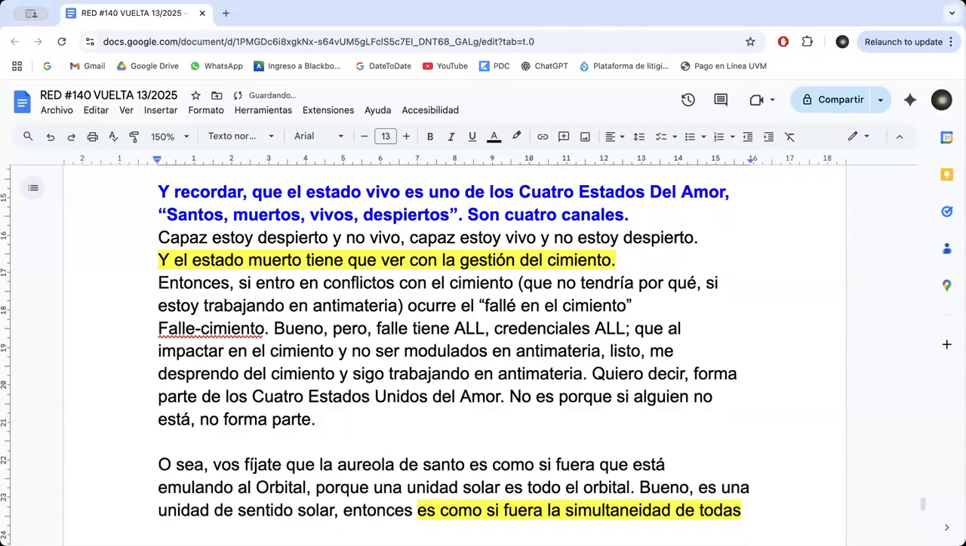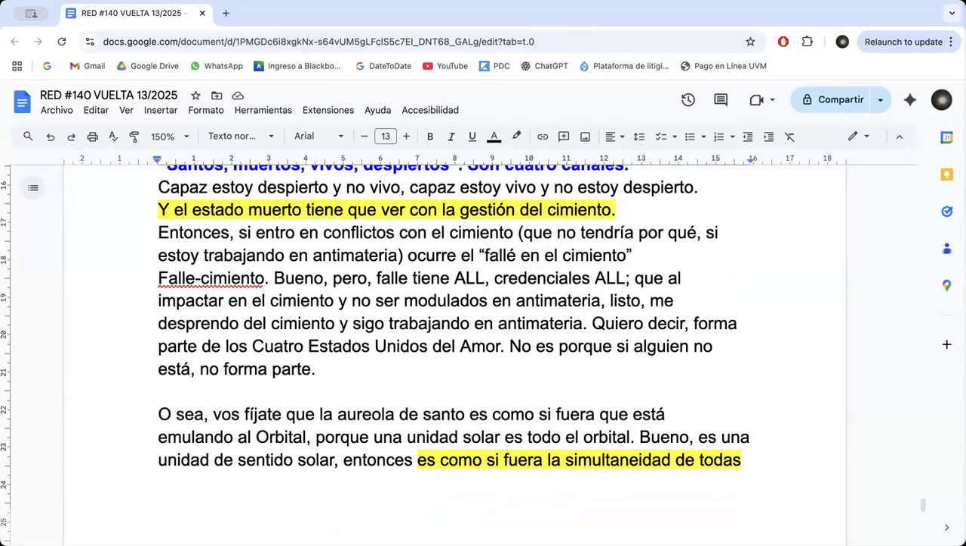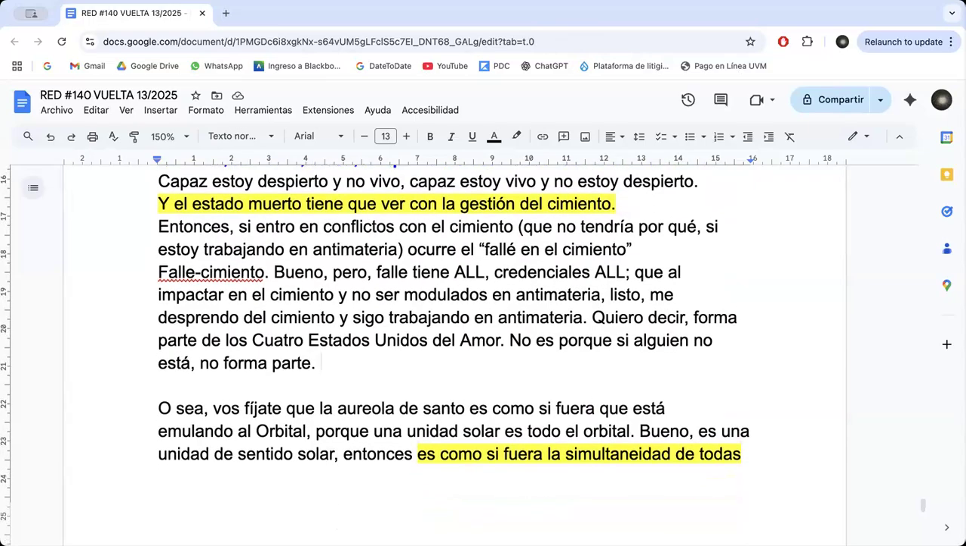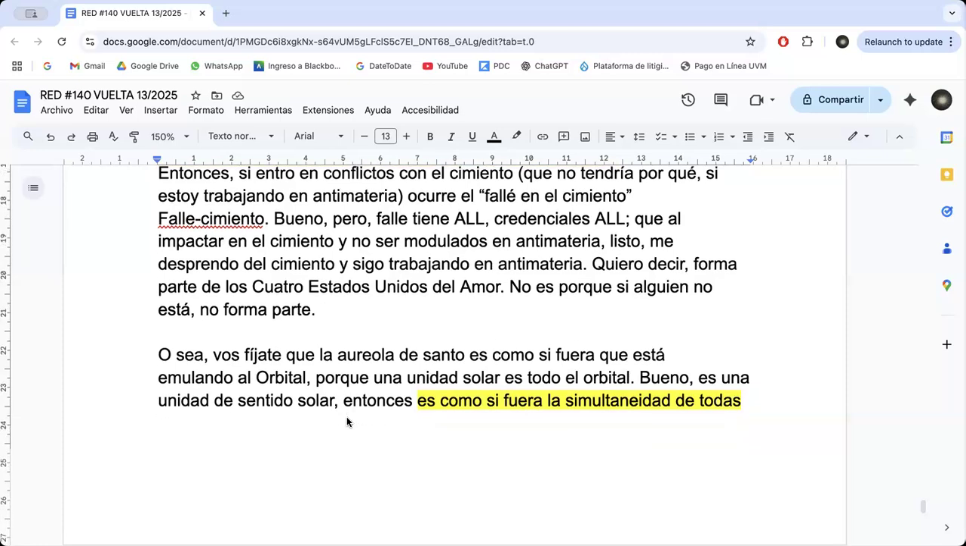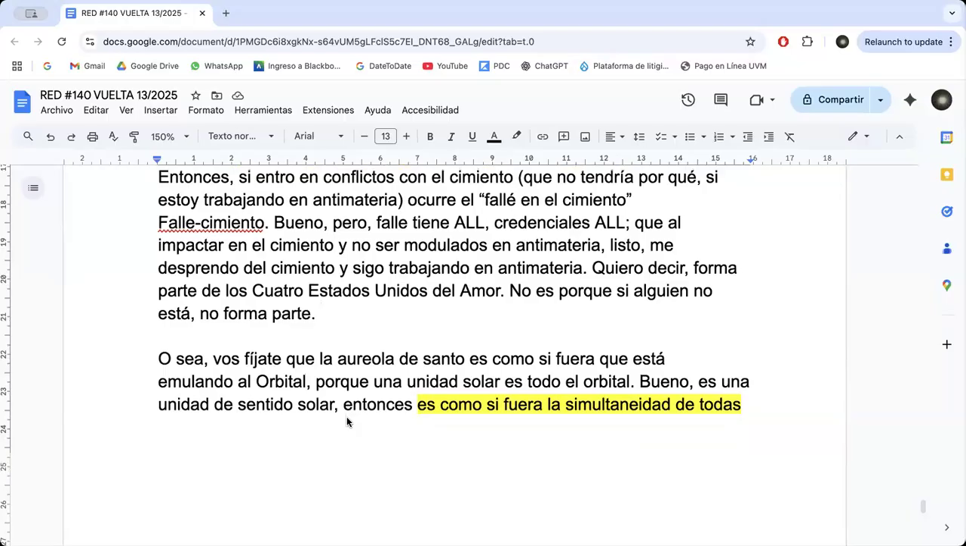Okay, another thing is that we should remember that the living state is one of the 4 states of love, which is saints, dead, living, and awake. These are 4 channels. So maybe I am awake, but I am not alive. Maybe I am alive, but I am not awake. The dead state has to do with the management of the foundation. So if I enter into a conflict with the foundation, that shouldn't be happening if I am working in the antimatter.